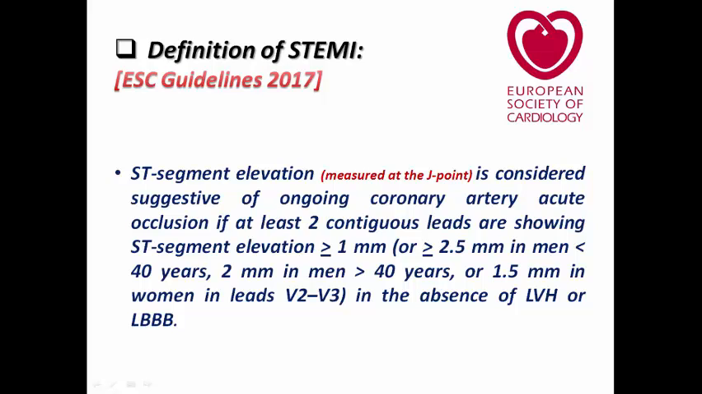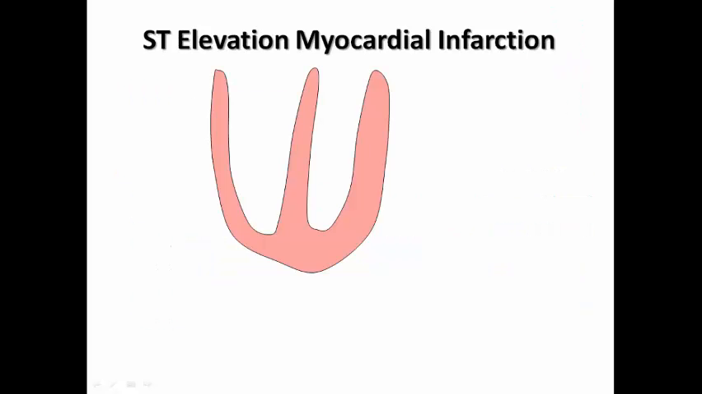And so the cutoff point is 2.5 mm in males less than 40 years, 2 mm in males above 40 years, and 1.5 mm in females, in absence of LVH or left bundle branch block. And of course we know that a new left bundle branch block, in absence of a previous documented ECG, is used to diagnose STEMI, and we are going to discuss the issue of acute left bundle branch block in another lecture.